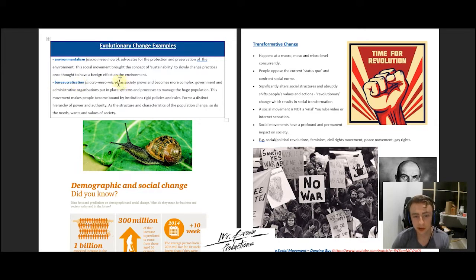Bureaucratization. So this is the idea that as society grows more complex slowly over time, the government and administrative organisations have to grow with it to meet the demands of the really big population. So as societies get bigger, they get a lot more complex. You need more rules, you need more policies, you need different hierarchies of power and authority to manage that as well. But obviously that's something that happens slowly over time. It's not like you go from 10 million people to 20 million people overnight, or within a year even. That is change that happens over time.